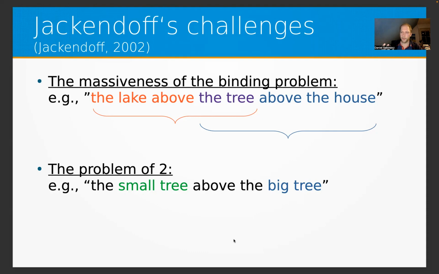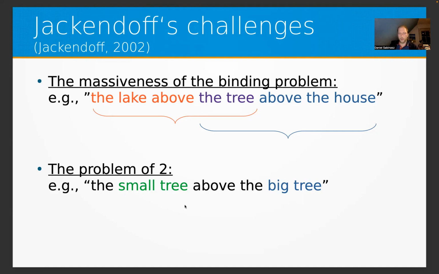So this requires more than just a tree concept node, the small concept node and the big concept node. Because if you just activate the tree node, the small node and the big node, then you cannot account for how that encodes that there are two trees and which of them is small and which of them is big. Otherwise the phrase the small big tree would be encoded in the exact same way.